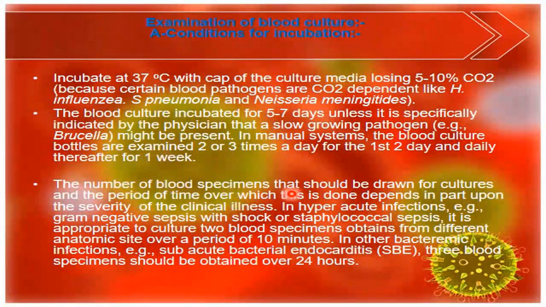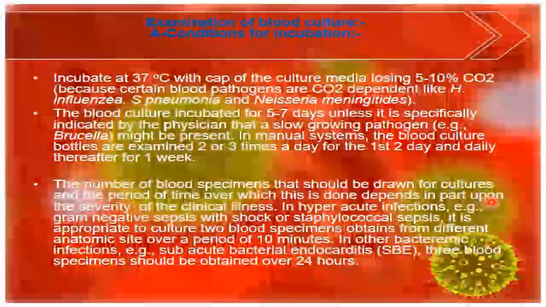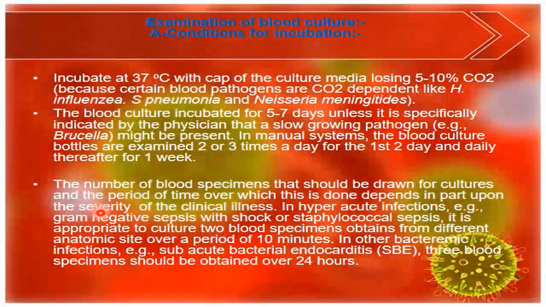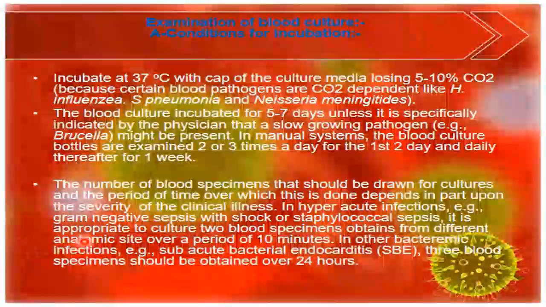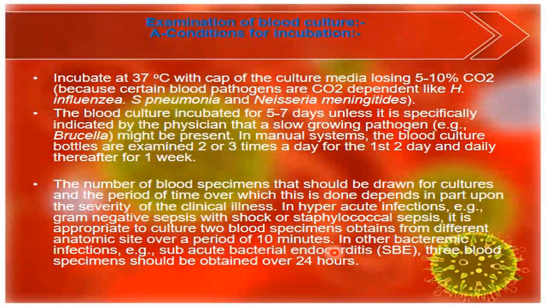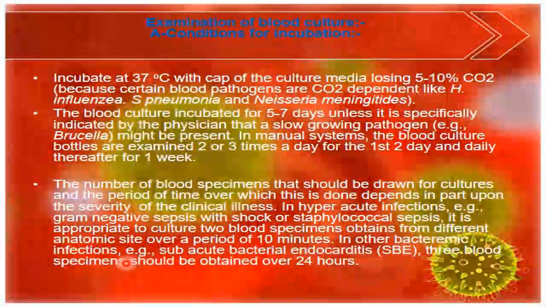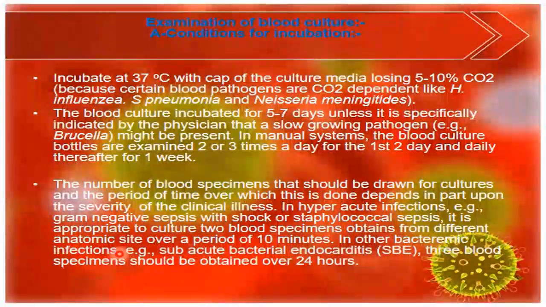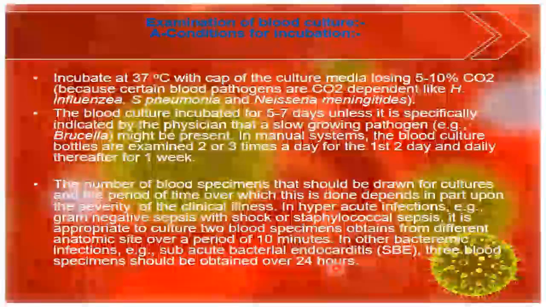The number of blood specimens that should be drawn for culture and the time over which they are drawn depends in part upon the severity of the clinical illness. In hyperacute infection, like gram-negative sepsis with shock or staphylococcal sepsis, it's appropriate to culture 2 blood specimens obtained from different anatomic sites over a period of 10 minutes. In other bacteremic infections, like subacute bacterial endocarditis, 3 blood specimens should be obtained over 24 hours.